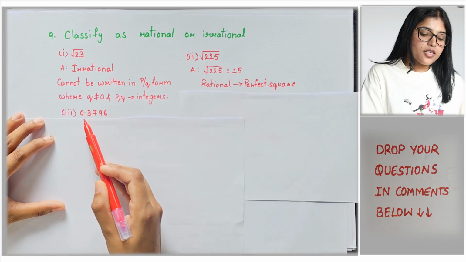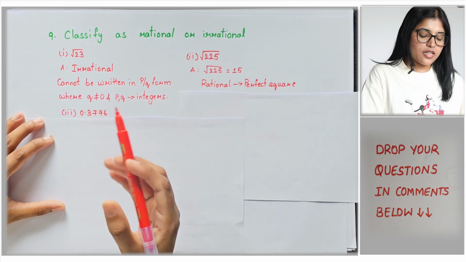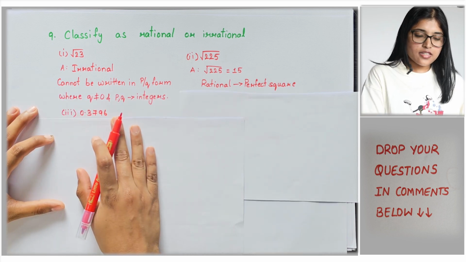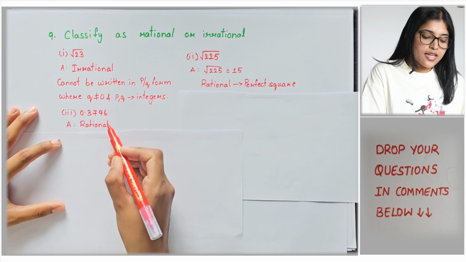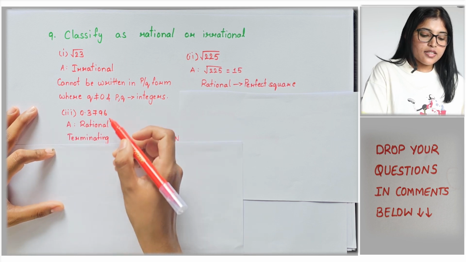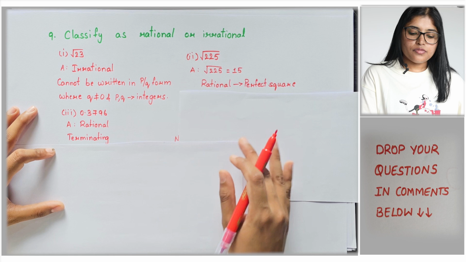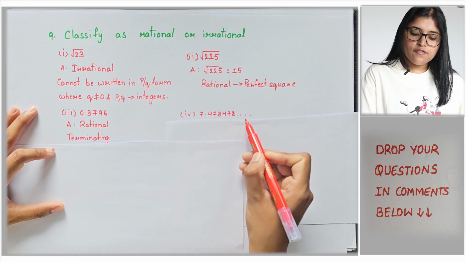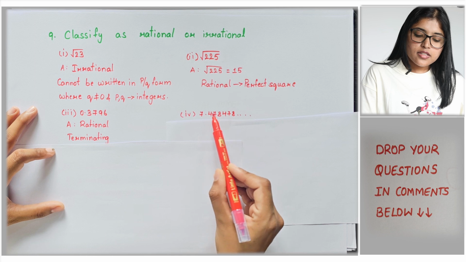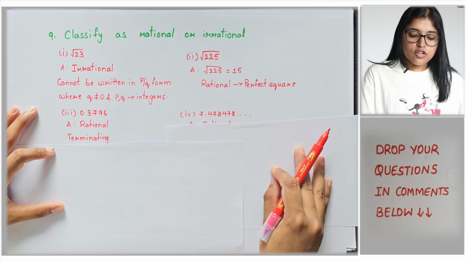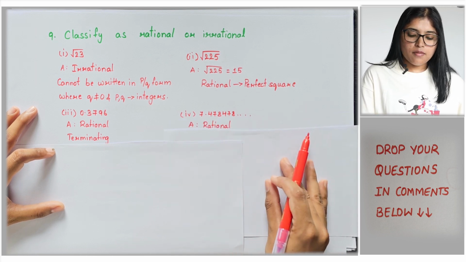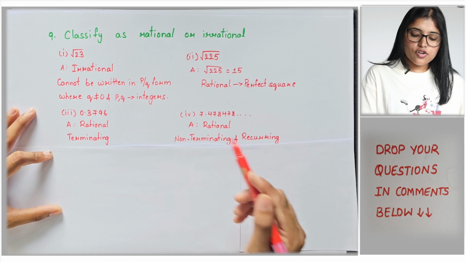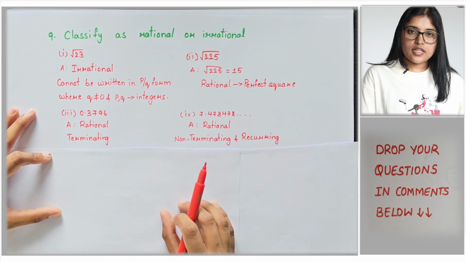Let us take a look at the third number. The third number is 0.3796. Now we can see that this is a decimal number, but we can say that it is rational because it is a terminating decimal. Fourth one is 0.478478, and so on, where we can see this 478 is recurring. So this is also a rational number because we have a non-terminating and a recurring decimal.